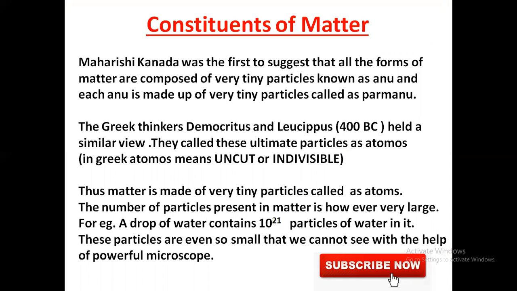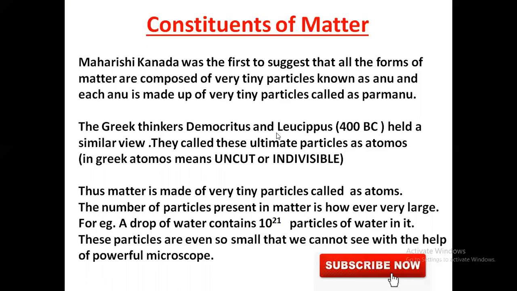Now, it's very important to know what matter is composed of. According to Maharishi Kanada, he was the first to suggest that all forms of matter are composed of very tiny particles, which he called anu. According to him, each anu is made up of very tiny particles called parmanu. The Greek thinkers Democritus and Leucippus held a similar view. They called these ultimate particles atomos, which further changed to atoms. In Greek, the word atomos means uncut or indivisible, which means the substance which cannot be divided further.